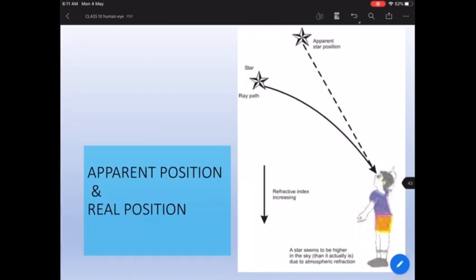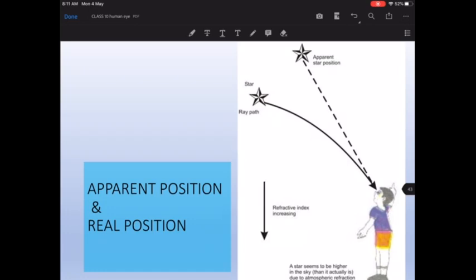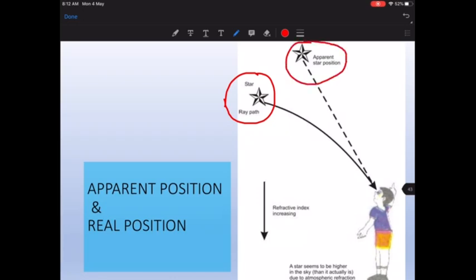Next one is, now look at this picture which is right onto the right here. The boy is looking at a star, and the star's actual position is this. This is the actual star here. Okay, this is the actual position of the star. But when he sees it, he actually sees it slightly high. This is the apparent position of the star. So the actual position of the star is position number 1, but he sees it here at position number 2.